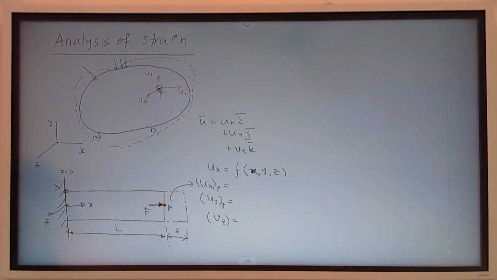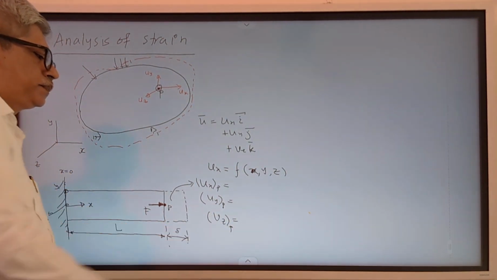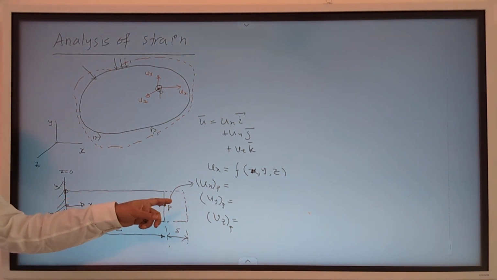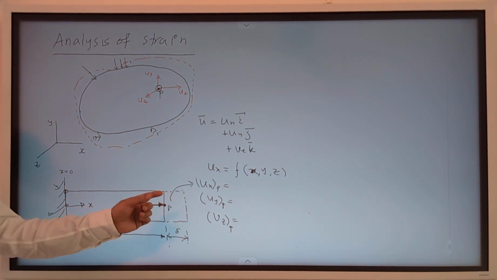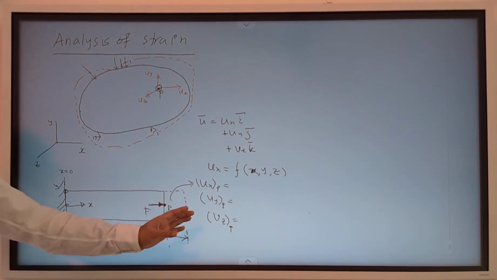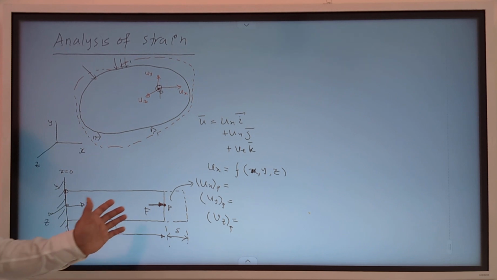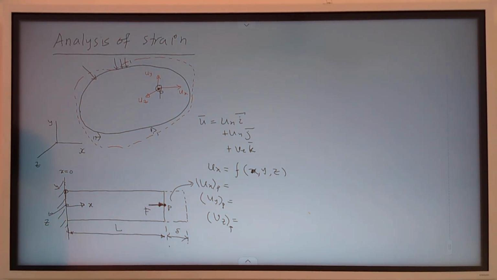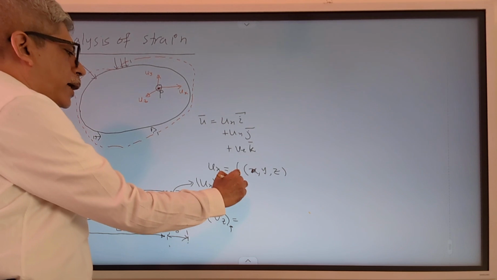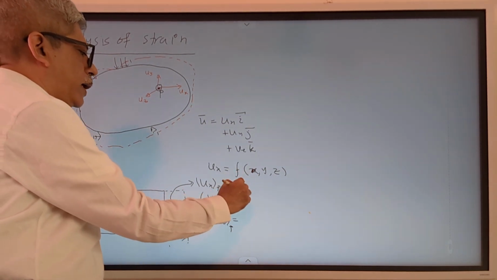Ux, uy, uz at P, how much would it be? So ux is the deformation in the x direction at point P. How much is that? This bar is elongating by delta. So how much will be the displacement u of the point P? Yeah, delta in the vector form. So the magnitude will be equal to delta.